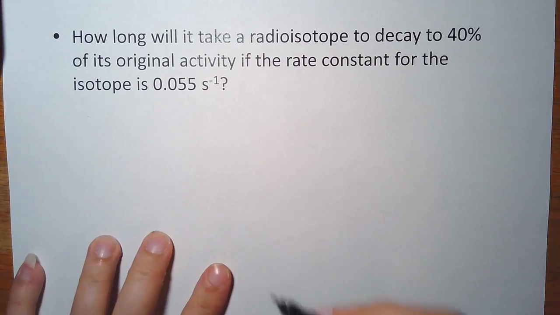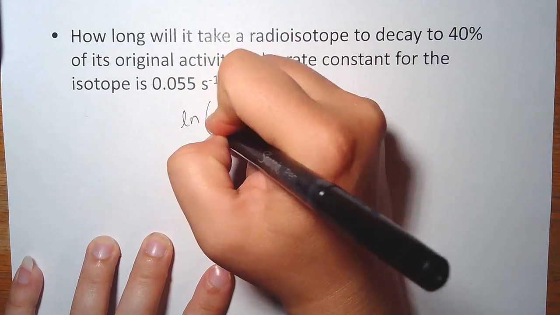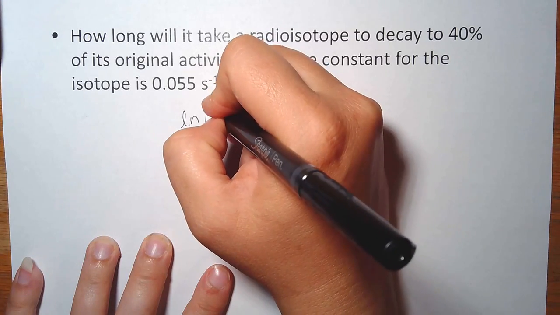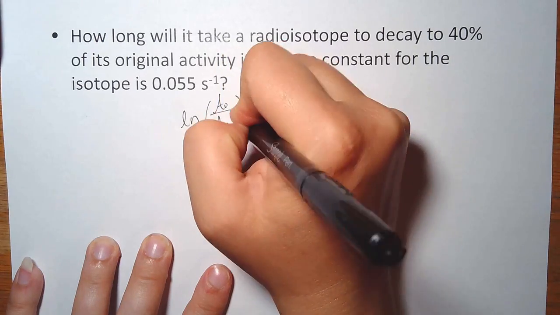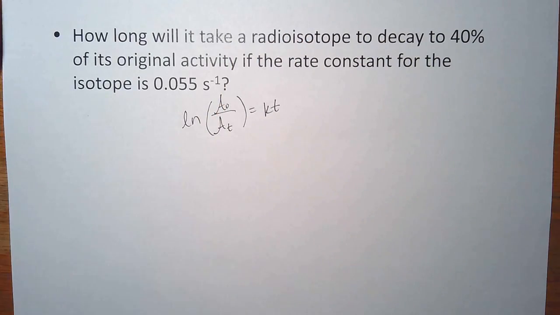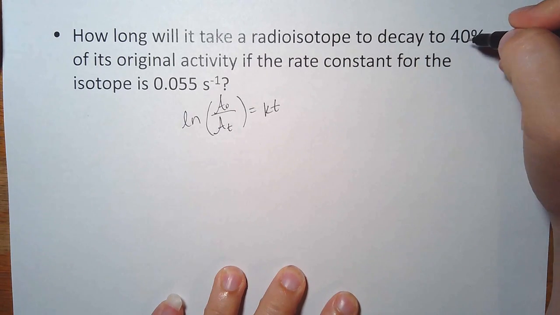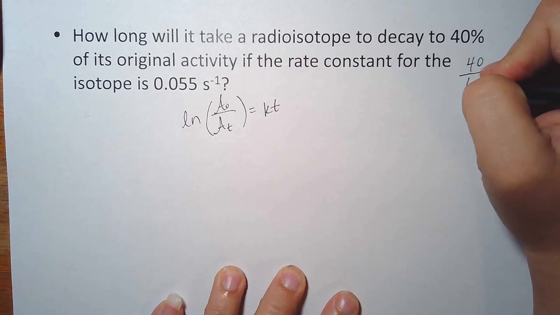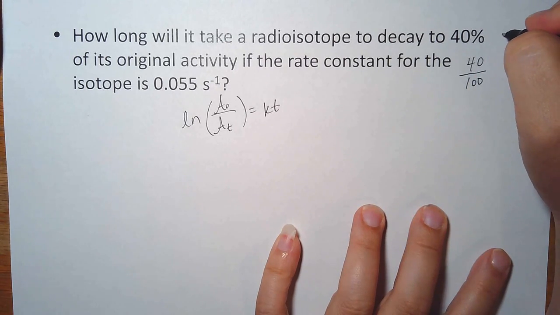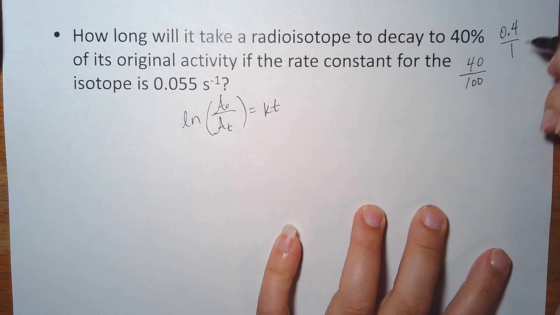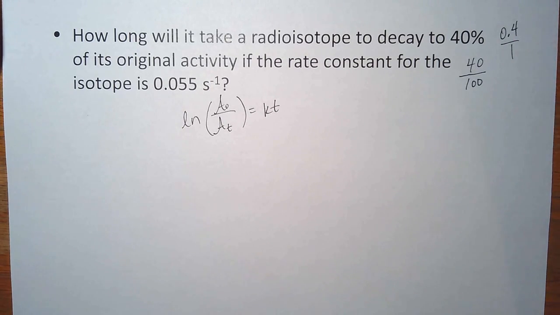So again, we're still going to use our integrated rate law for first order. And instead of finding grams or activity, we're going to be using our percentage. So remember, 40% means 40 out of 100, or if you prefer, 0.4 out of 1. Okay, and so we can use those ideas when we look at putting them into our equation.